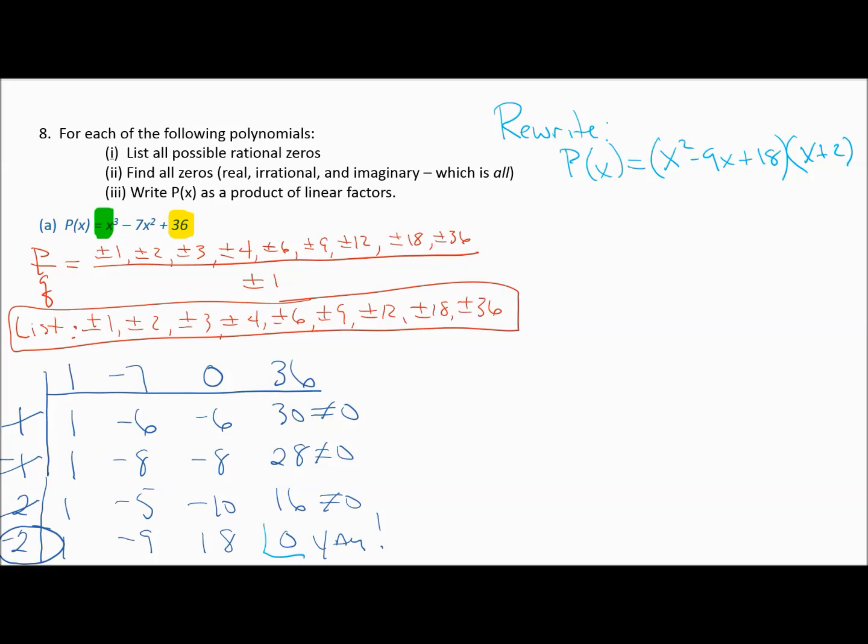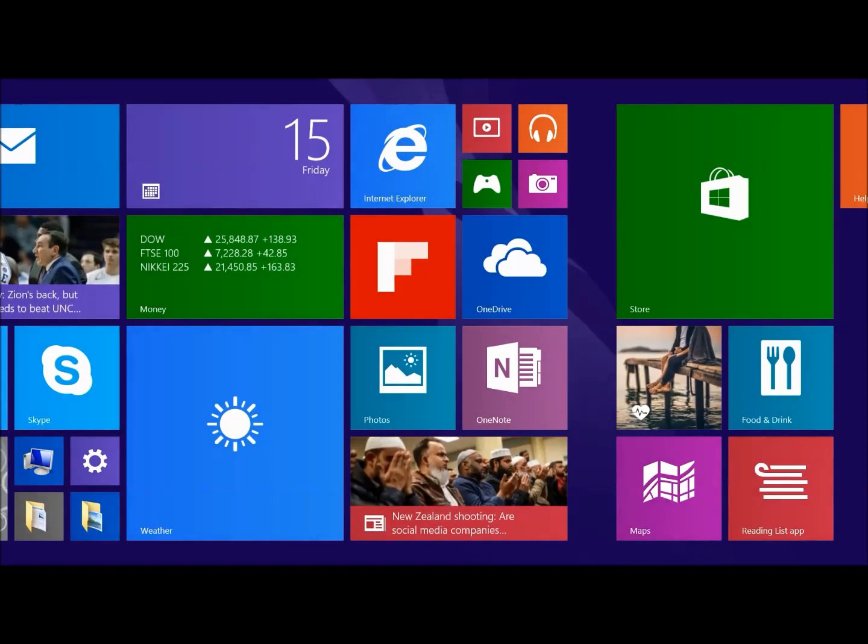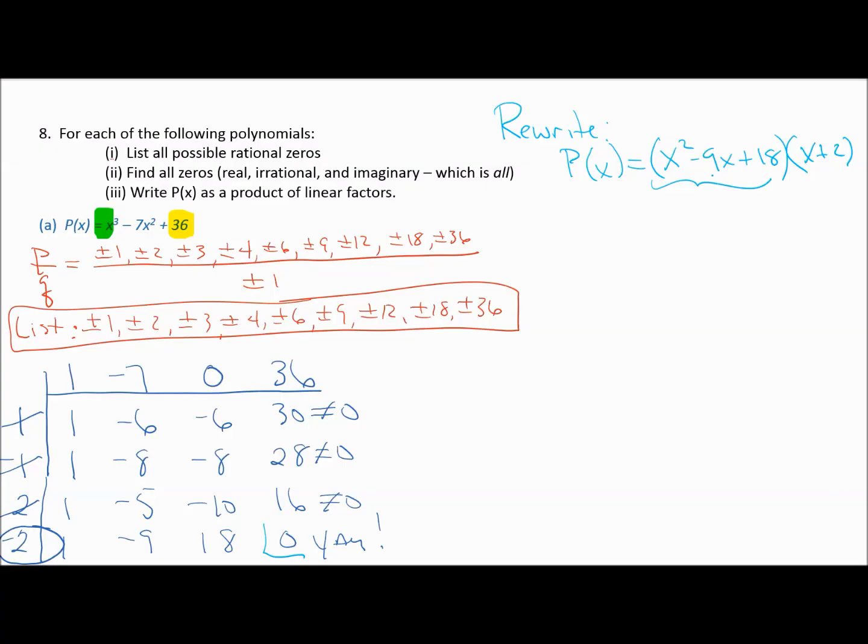Then you would proceed to factor this. Either use the quadratic formula if it's quadratic, or do another synthetic division table. But we have a quadratic here. And will this quadratic factor, multiplies to be 18, adds to be negative 9? Yes, it does. Hold on just a moment. Let's get back to where we're going. There we go. Sorry about that. So this does factor. So I've got P of x is equal to x minus 3 times x minus 6.